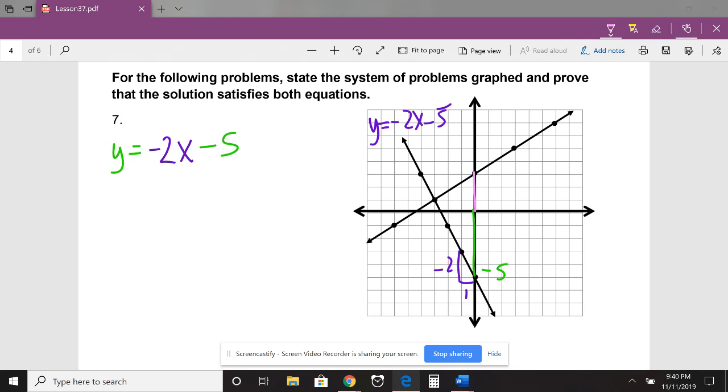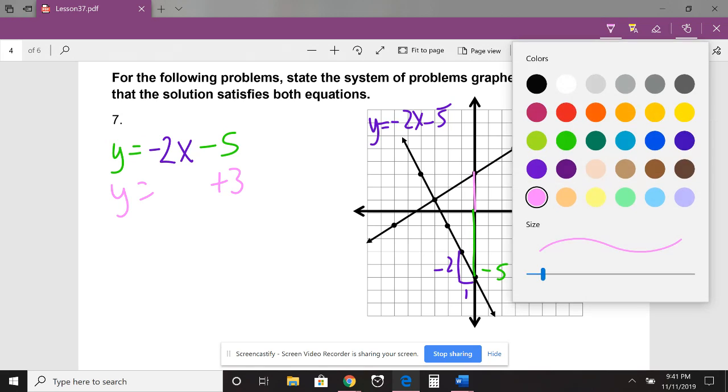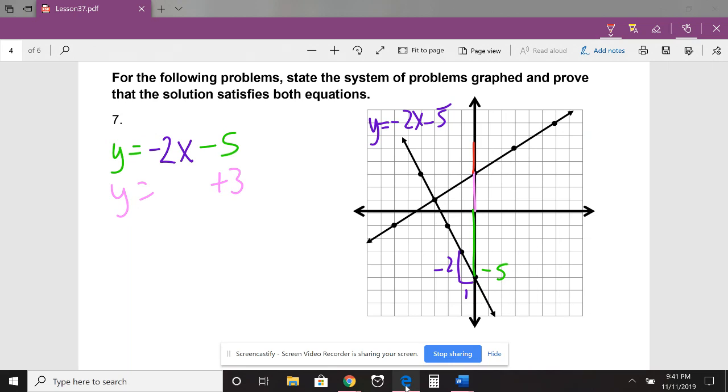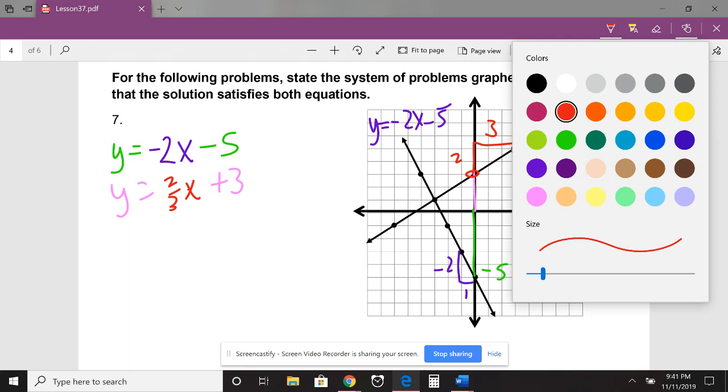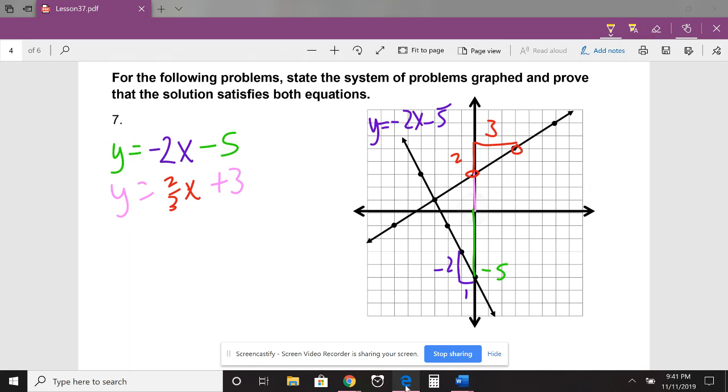This one starts at positive 3. And then this slope is up 2 to the right 3. So that's how you get to these 2 points, up 2 to the right 3. So it's 2/3 x. Now it says show that the solution satisfies both equations. What is this solution? We have to figure that out first. From the origin, it goes left 3, up 1. So my solution is -3, 1.